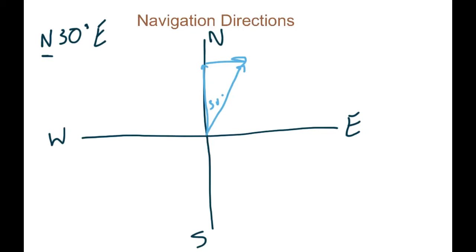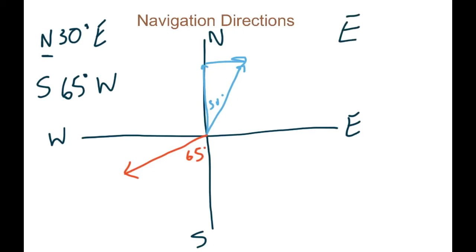If I gave you south 65 degrees west, that means we're going to be moving from the south towards the west, and we're going to go 65 degrees. So it would look something like that. Alright, let's do one more: east 20 degrees south. Similarly, we'd be heading towards the east first, so from the east towards the south, we're going to go 20 degrees. Okay, so that's sort of the navigation system, and they work pretty good.